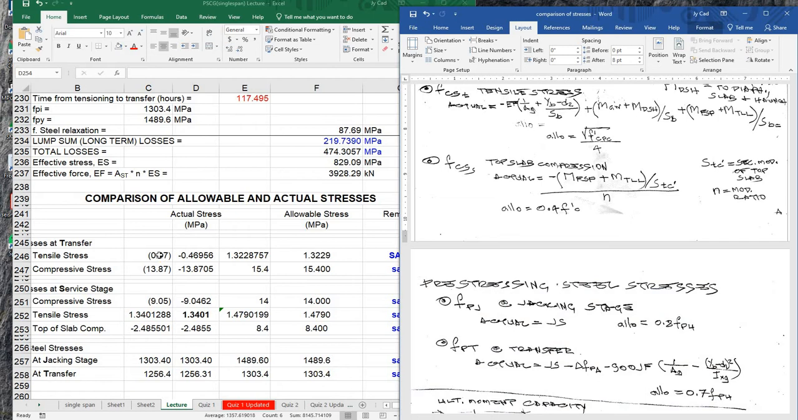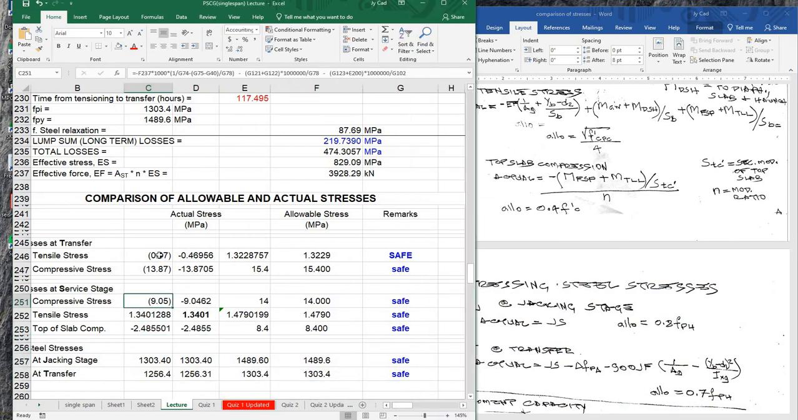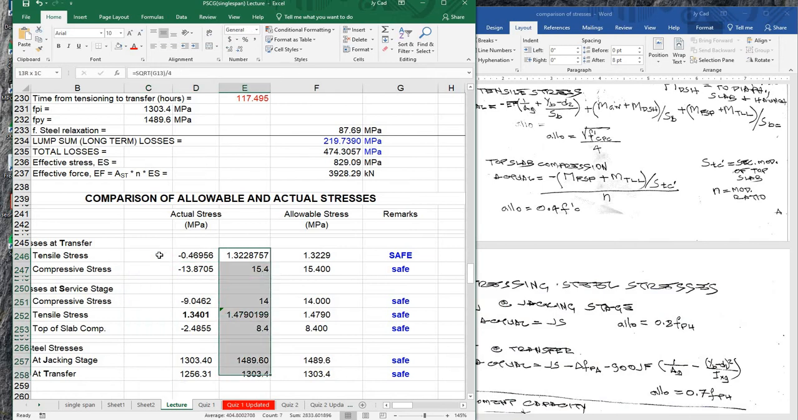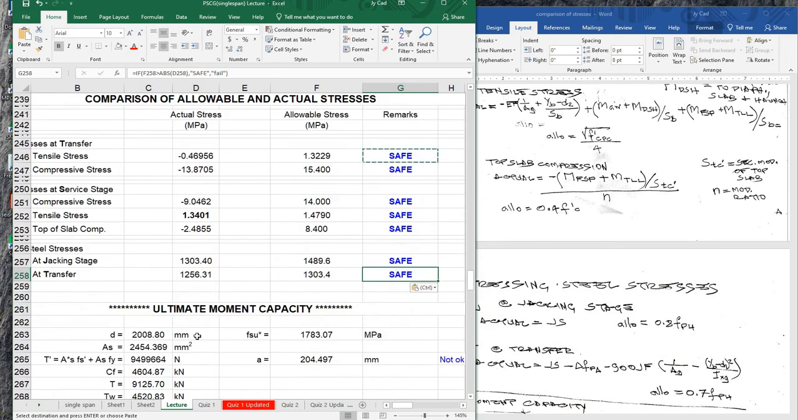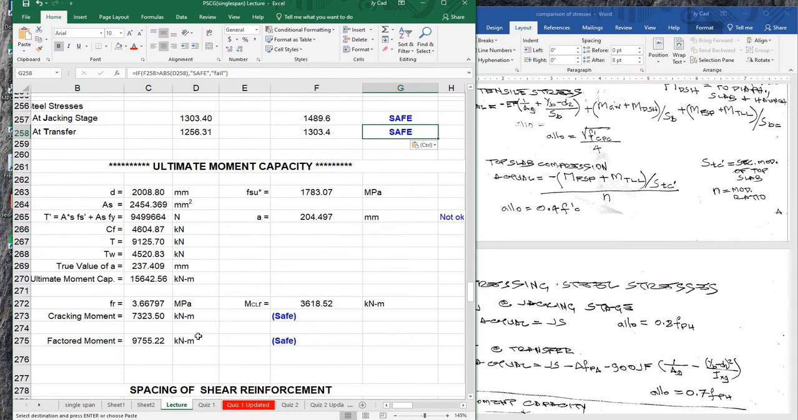Now, let's go to ultimate moment capacity. So, i-delete ko na ito. And then, itong comparison kanina, all I have to do is to copy this, paste, paste, paste, paste, paste, paste. Okay. Dito na tayo ngayon sa ultimate moment capacity. So, probably, this would be our last lecture sa pre-stress concrete.